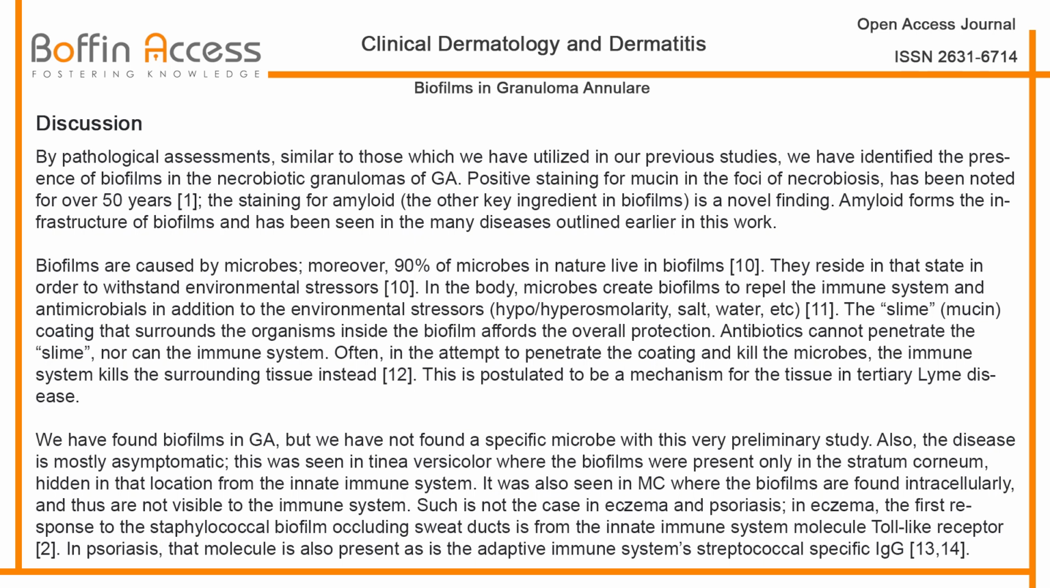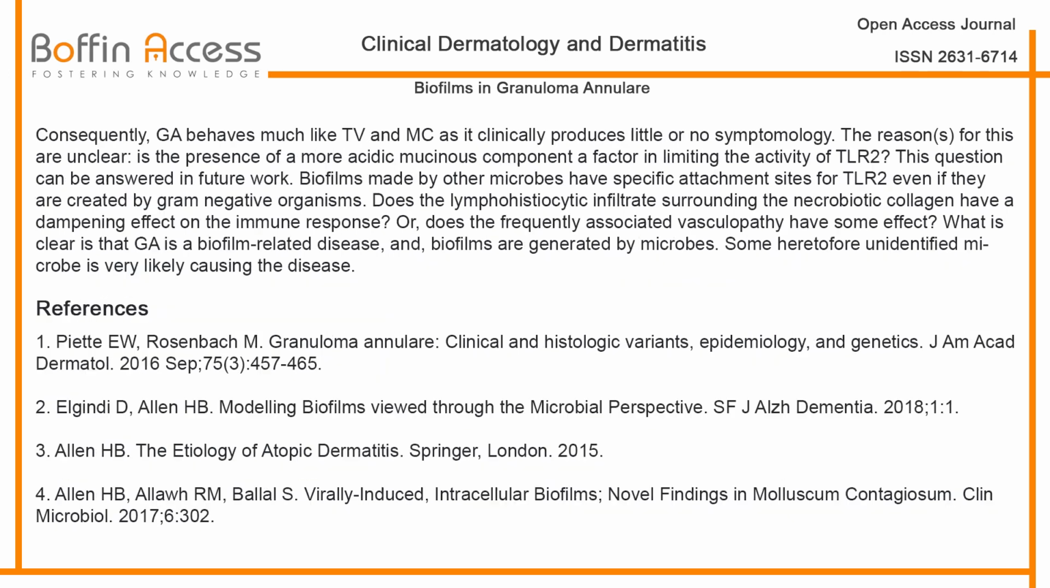In eczema, the first response to the staphylococcal biofilm occluding sweat ducts is from the innate immune system molecule toll-like receptor 2. In psoriasis, that molecule is also present as is the adaptive immune system's streptococcal specific Ig. Consequently, GA behaves much like TV and MC as it clinically produces little or no symptomology. The reasons for this are unclear.